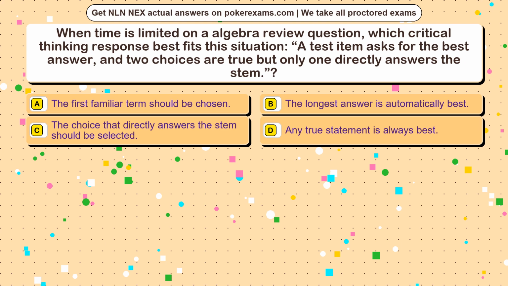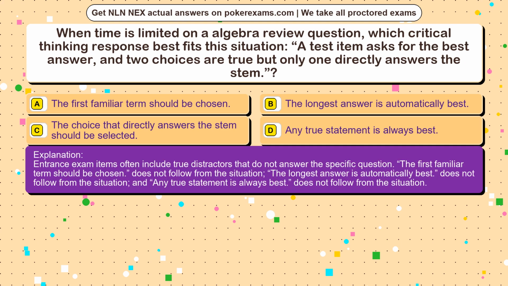The correct answer is option. Entrance exam items often include true distractors that do not answer the specific question. The first familiar term should be chosen, does not follow from the situation. The longest answer is automatically best, does not follow from the situation. And any true statement is always best, does not follow from the situation.